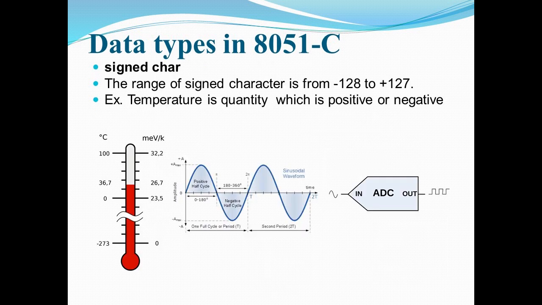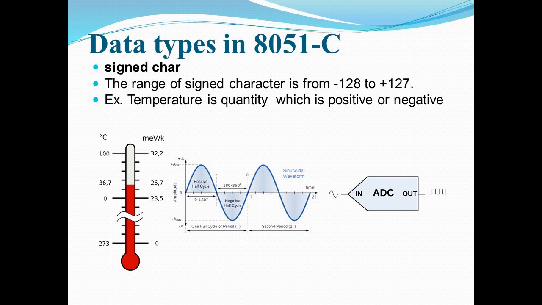Now let us look at the next data type, which is called signed char. This is also an 8-bit data type, but it ranges from minus 128 to plus 127. Let us say that in my application I want to measure the temperature. The temperature may be negative or positive, so in such cases I should go with a signed char. If the temperature ranges between minus 128 and plus 127, this signed char is suitable for measuring this kind of temperature.